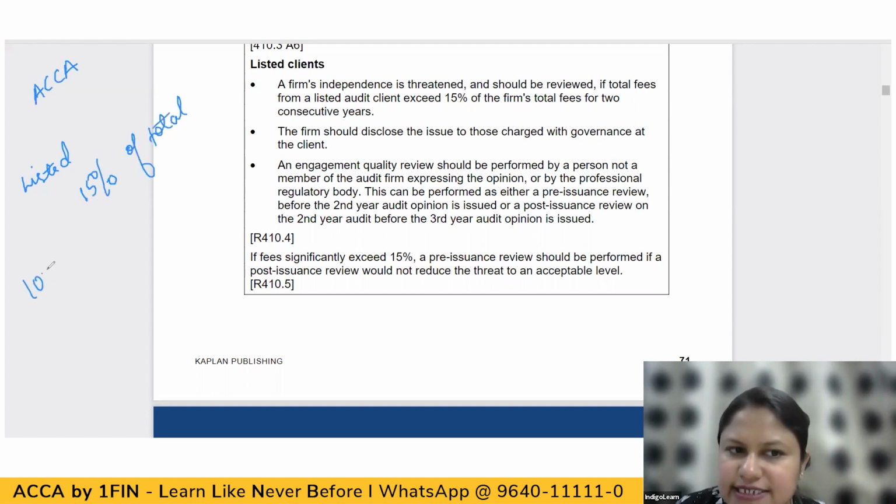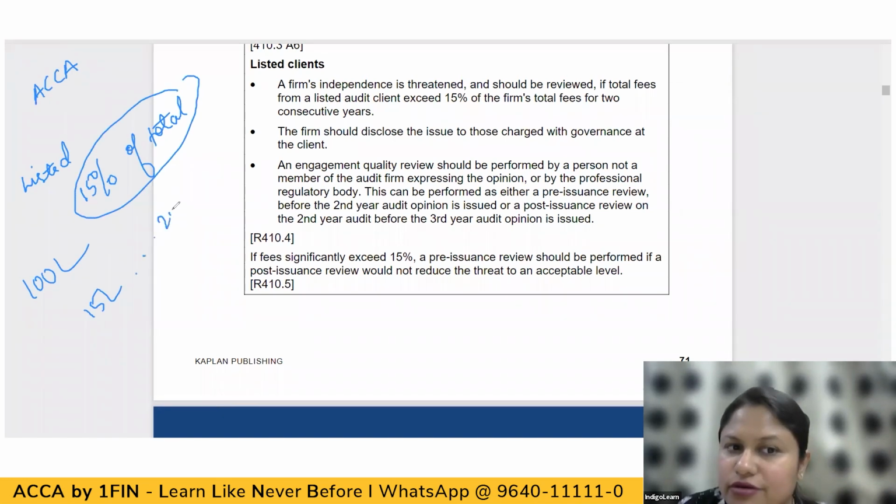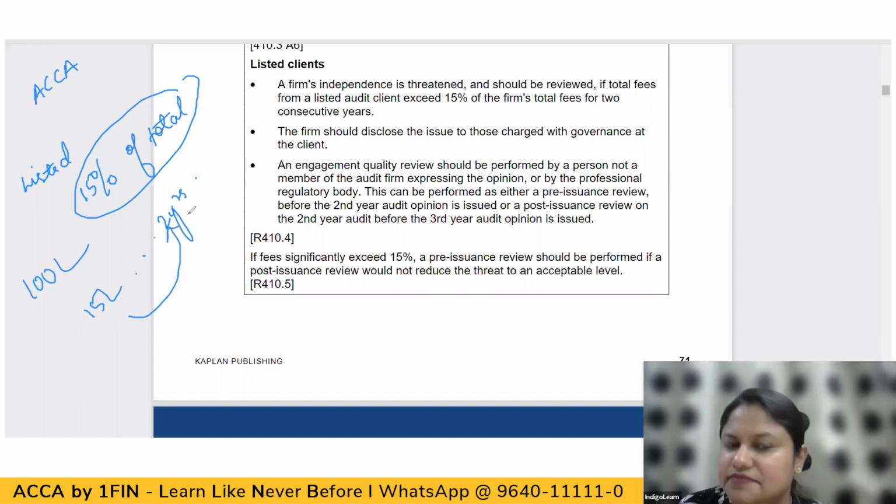Suppose 100 lakhs is your revenue. I'm giving it all in Indian rupees. If 100 lakh is the revenue, 15 lakhs actually comes from where? From this company. From this company. And that is happening for a continuous period of 2 years. Then it is better you don't become the auditor here.